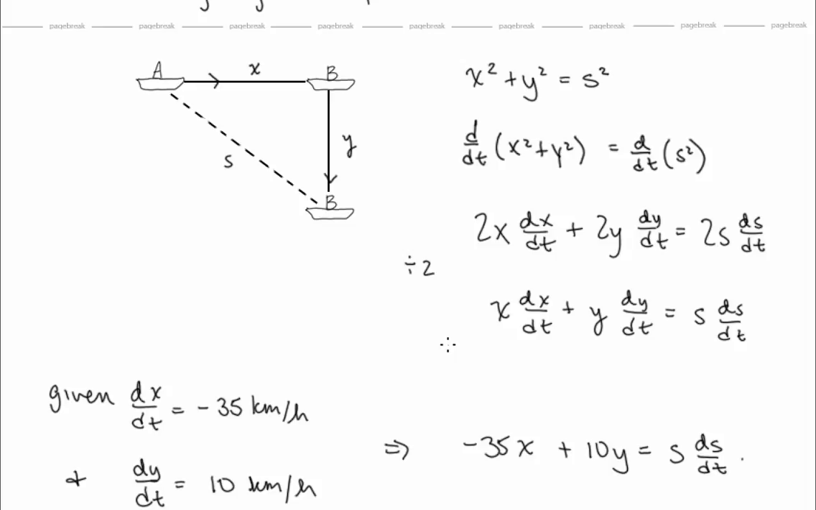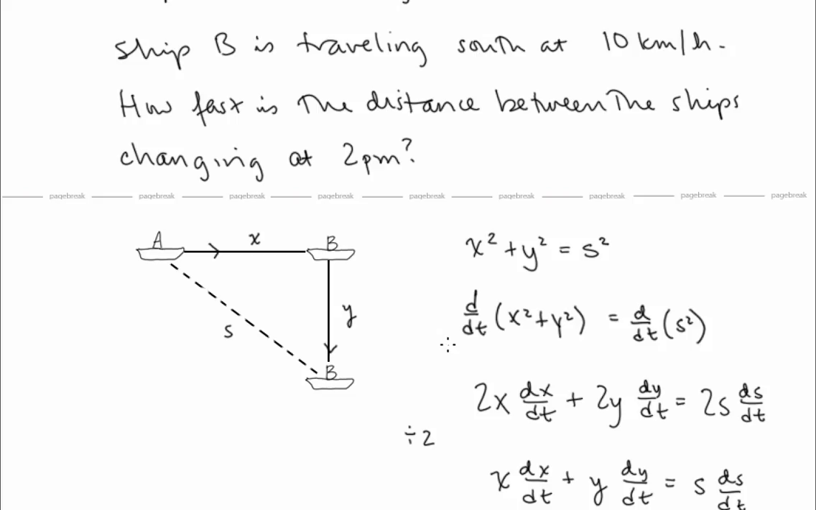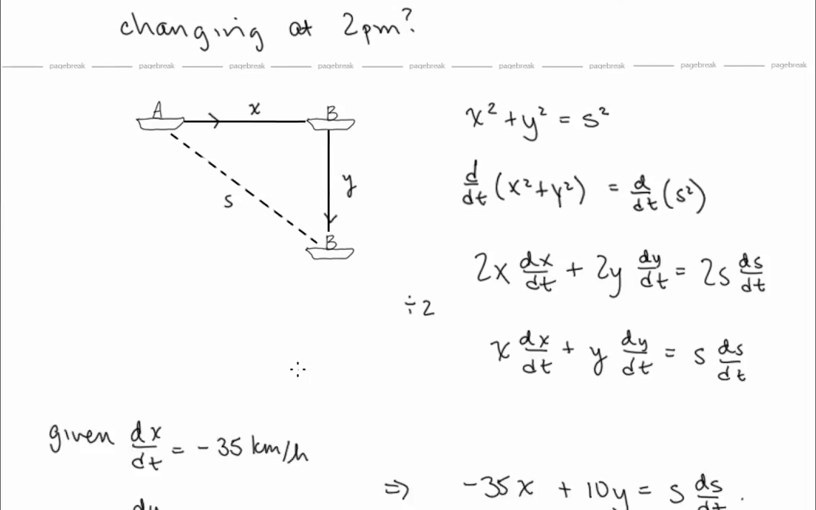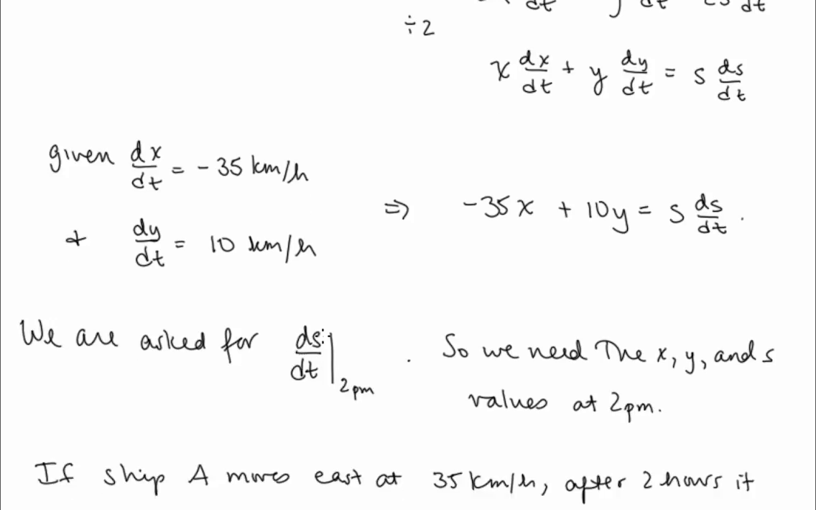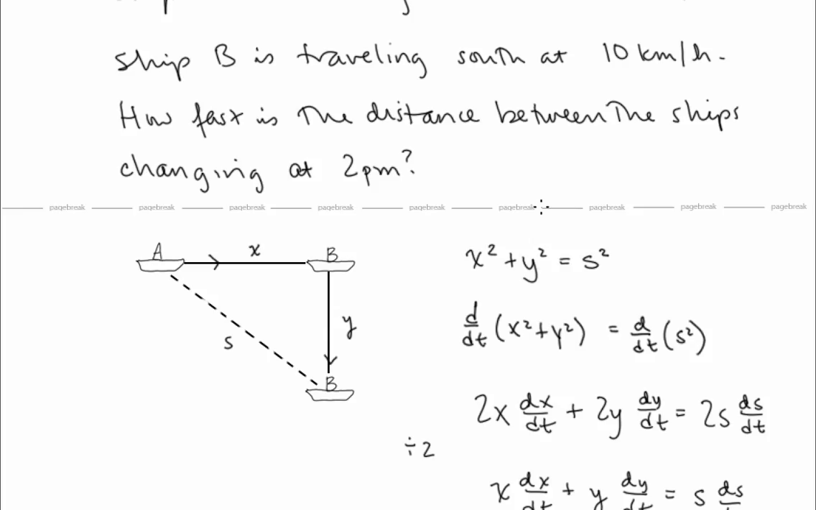Now what are we asked to find? We want to know how fast the distance between the ships is changing at 2 p.m. So we want to know ds/dt when time is equal to 2 p.m. So what do we need here in order to solve for ds/dt? We need the x, y, and s values at 2 p.m. So let's think about that.